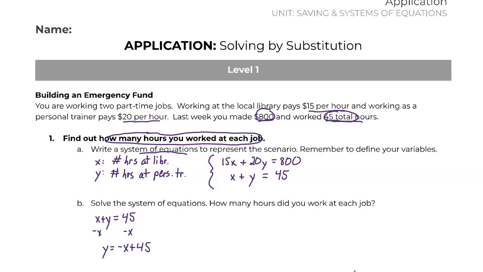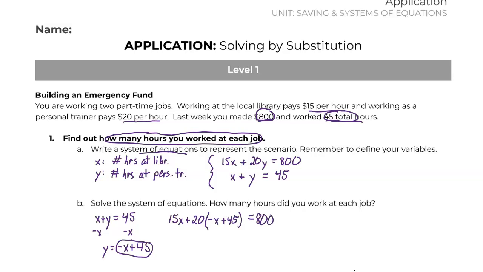If you like, you can have 45 and then the minus x. This is called substitution method because you take this expression for the variable y and substitute it into the other equation of the system, the one you have not yet used. So 15x plus 20, and then in place of the letter y, I'm going to fill in my negative x plus 45.